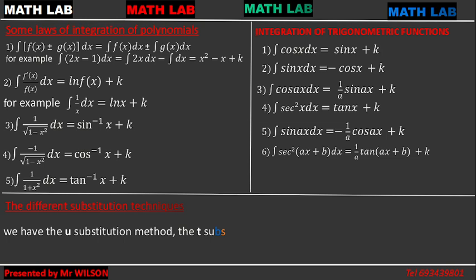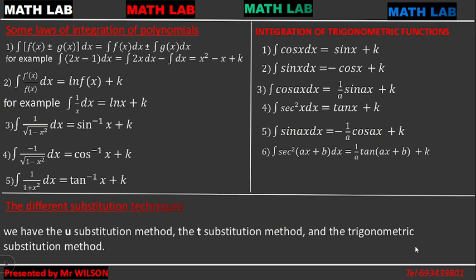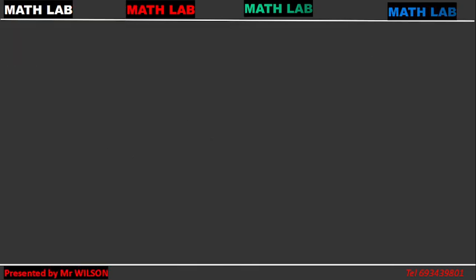Okay. So we have the U substitution method, the T substitution method, and the trigonometric substitution method. So these are the three basic methods that we use in all different types of integrals, and we work with them. So for today, let us start first with the U substitution method. Okay. So let us evaluate this. The integral of 1 all over the square root of 9 minus x squared dx.